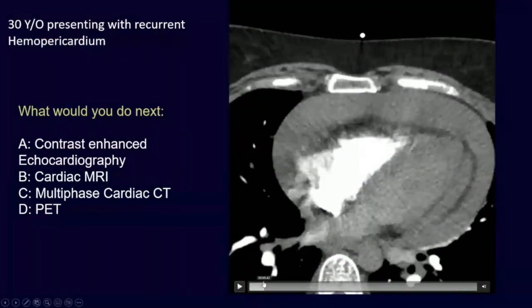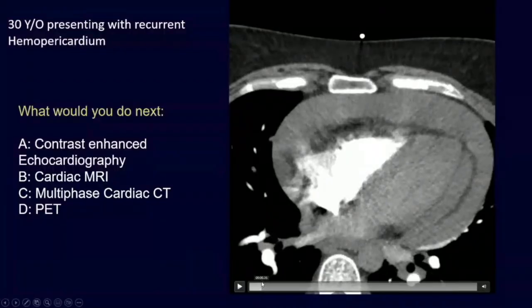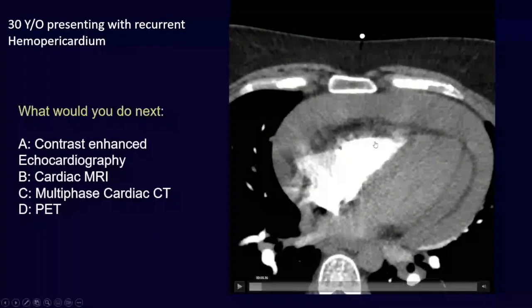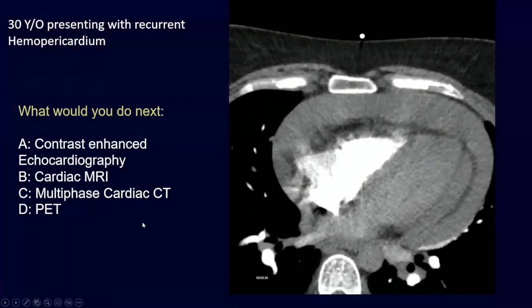And I think the answer is probably cardiac MR, since we are all cardiovascular imagers. But again, in those patients who cannot undergo a cardiac MR, we can do a multi-phase cardiac CT also, to get some idea of what entity we are looking at.